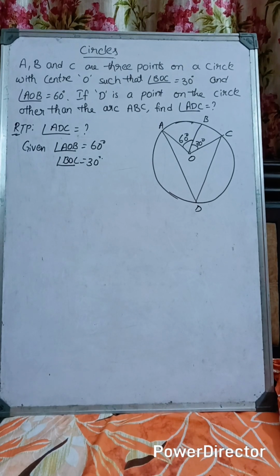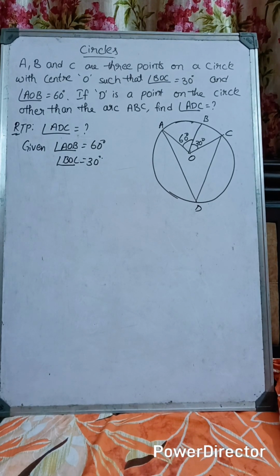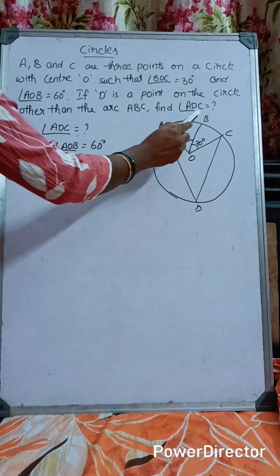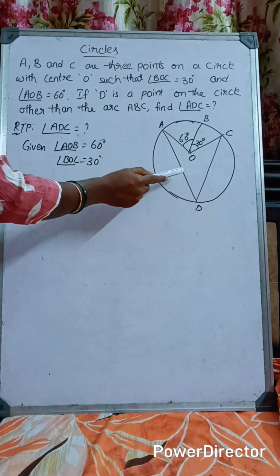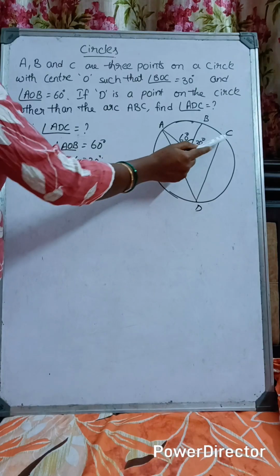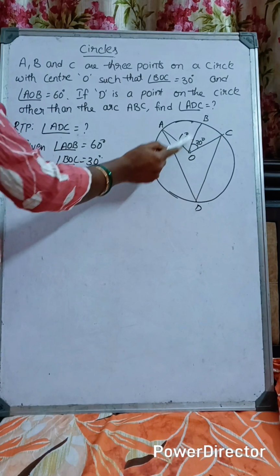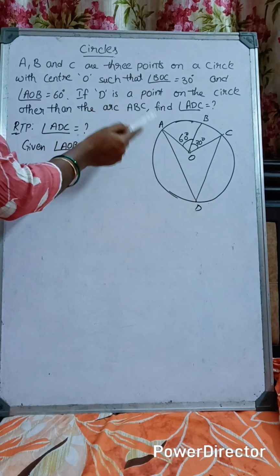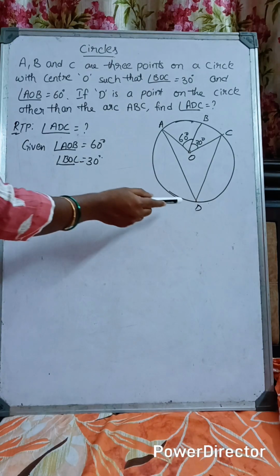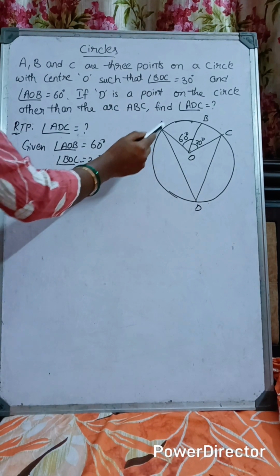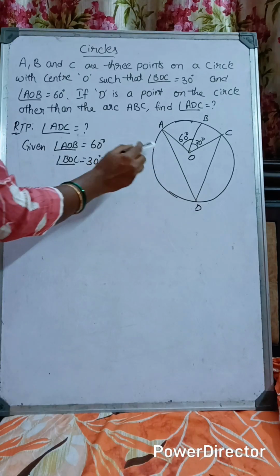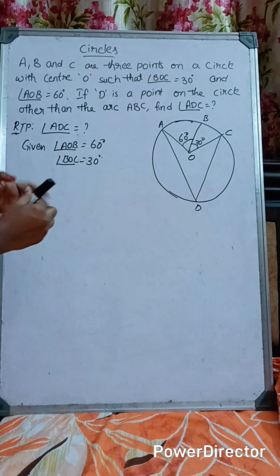Let's see the question here. A, B, C are 3 points on a circle with center O such that angle BOC is 30 degrees and angle AOB is 60 degrees. If D is a point on the circle other than the arc ABC, then find the angle ADC.